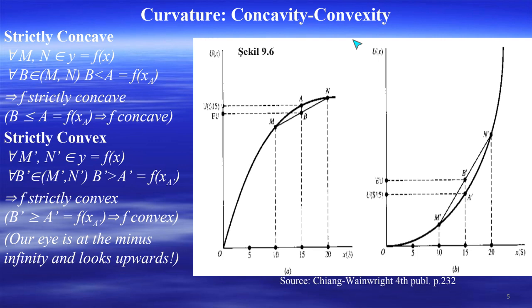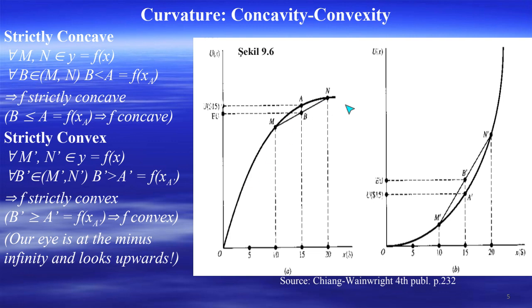So here in convexity, concavity, we should recall that our eye is always at minus infinity. We are looking towards the function from minus infinity, meaning from down upwards. So, for instance, here we have a function. It is figure 9.6, I just changed it a little bit. It explains the risk behavior, but we don't need it for the moment. We need just the shape of it.